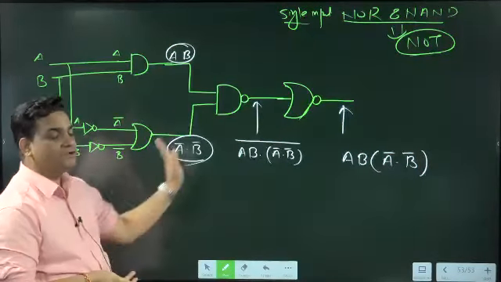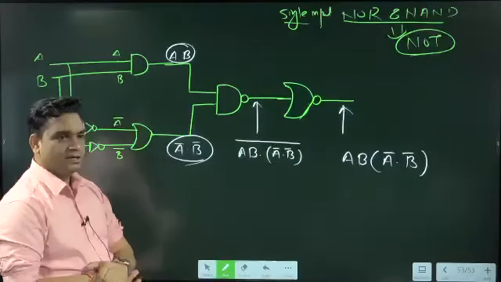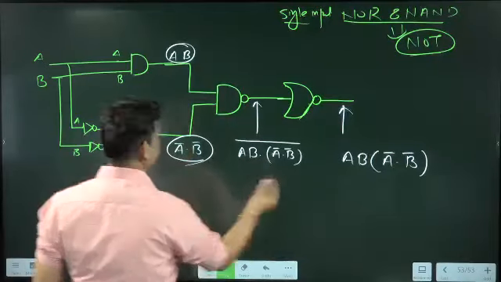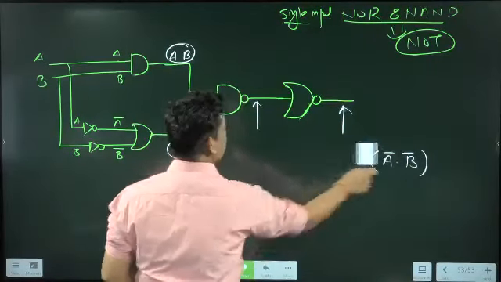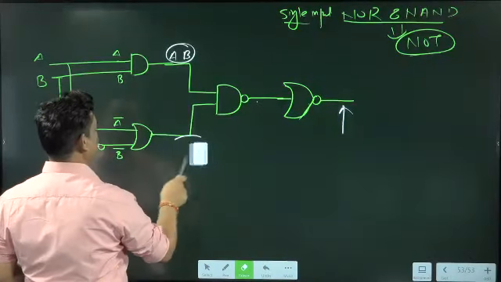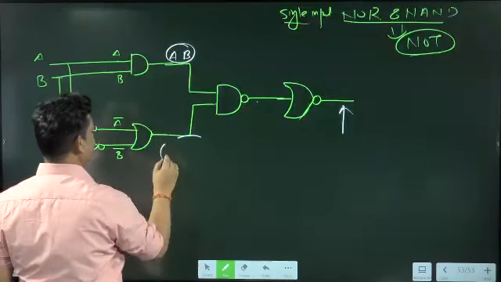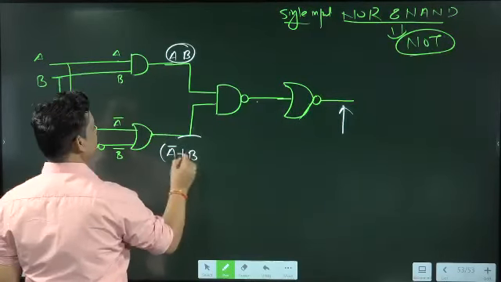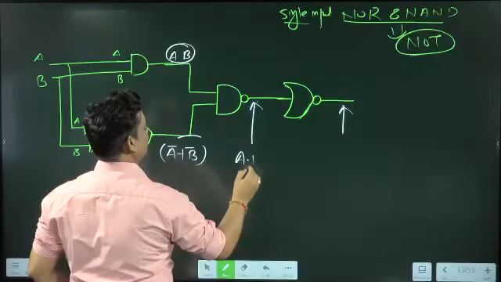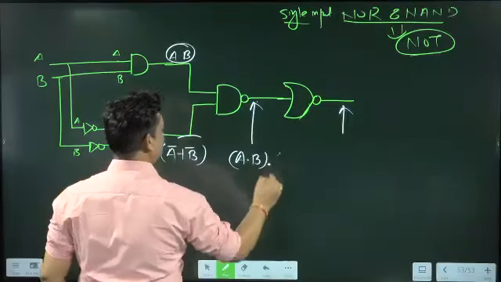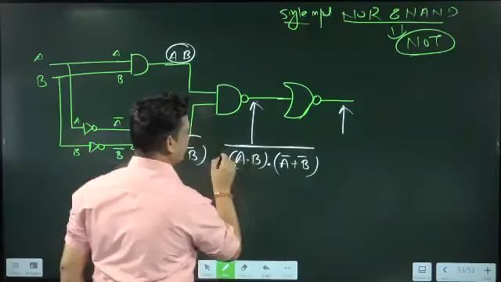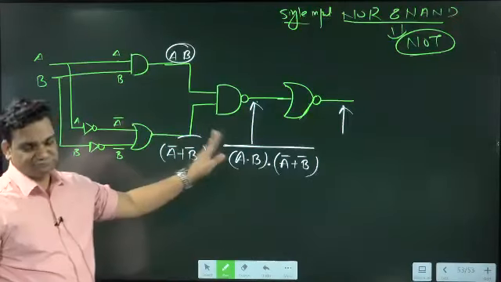Now we need to simplify this. The second gate is OR. Okay, I missed it. This gate is your OR gate. So we can say this will be A bar plus B bar. This is the OR. So we can write A dot B dot, A bar plus B bar, and the big bar. Now clear?